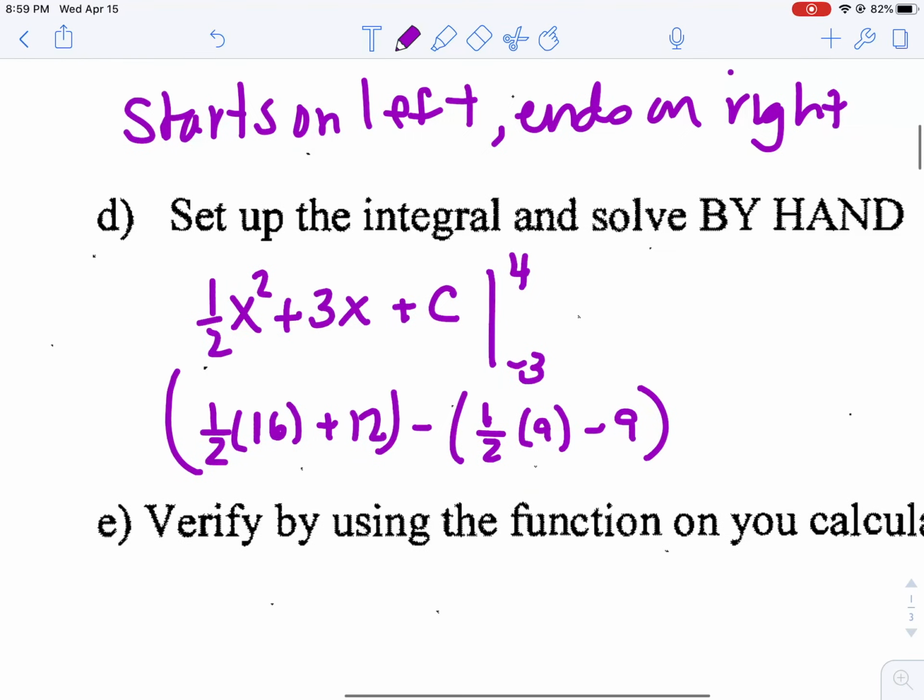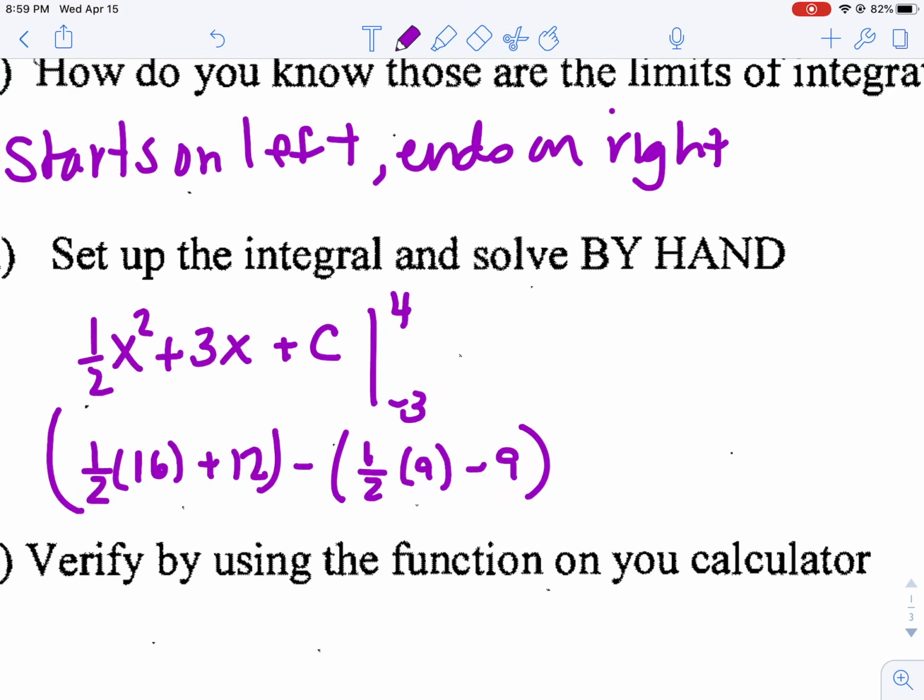Okay, so all in all, again, I'm doing this by hand, so that's going to be 8 plus 12 is 20. The second one is going to be half of 9 minus 9, so that's -4.5, but I'm subtracting, so it'll be minus -4.5.